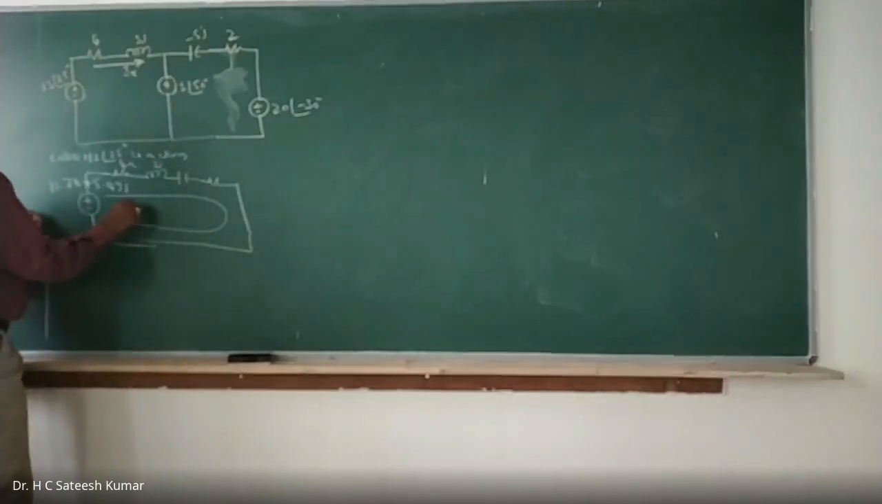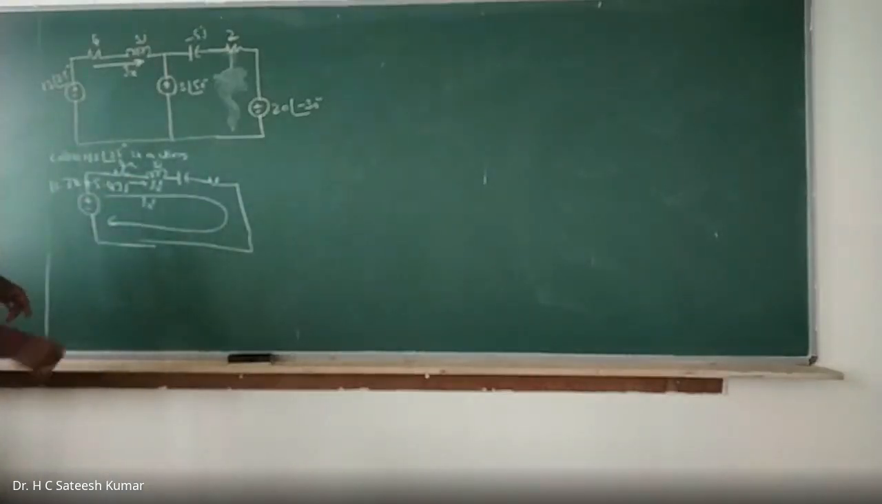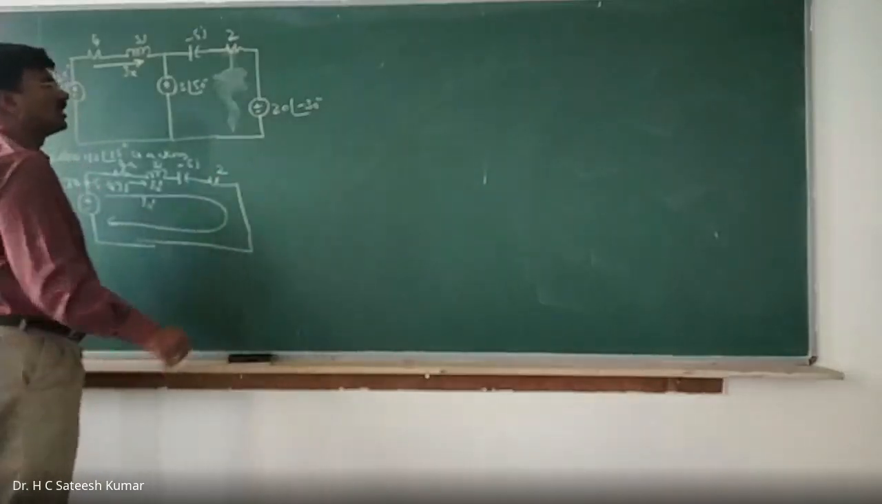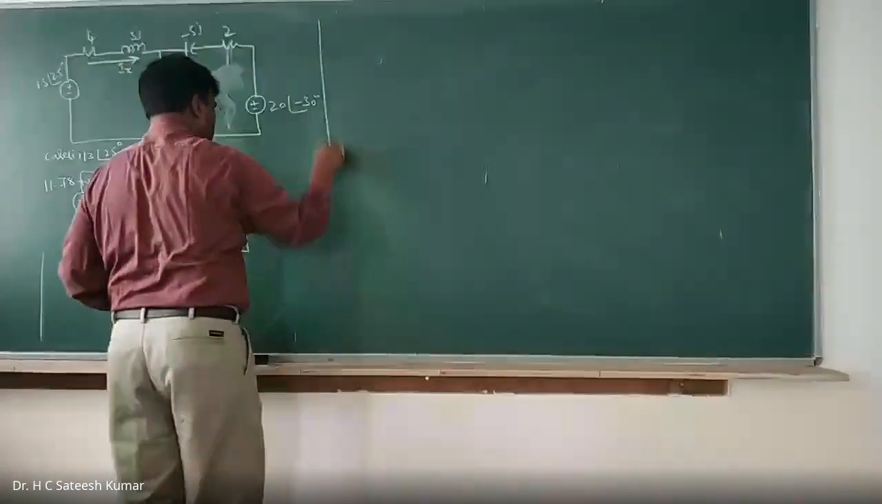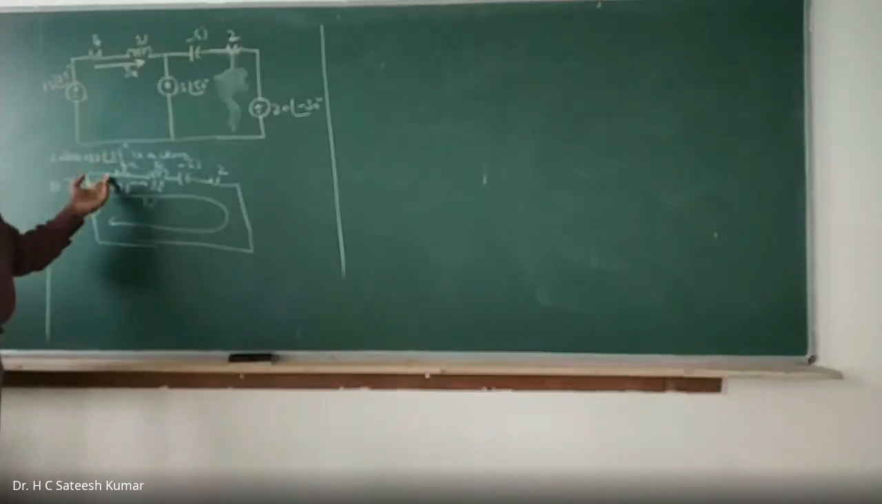This we call as Ix dash. Again, this is Ix dash. Same loop, no? That's why I am taking the same thing. And this is minus 5j, this is plus 2. Now, what you do is take all of them. Resistance 4 plus 2, directly you add it and do it.